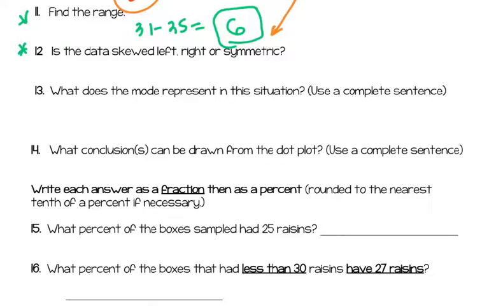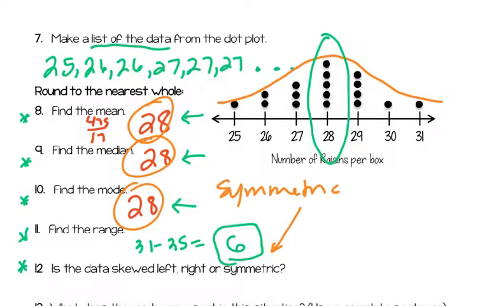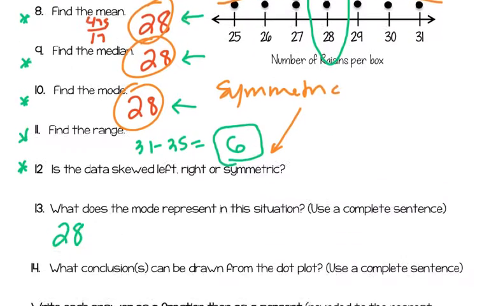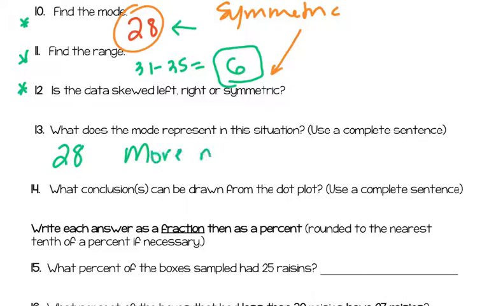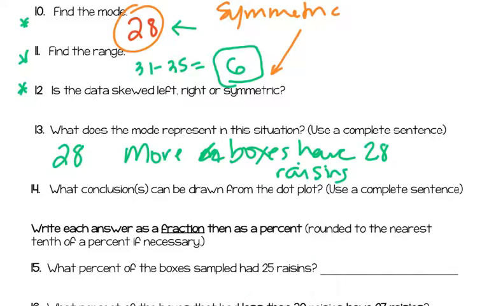So what does the mode represent in this situation? So when we say something about 28, we're talking about the mode. So we know that 28 is the most. So would we say something like most of the boxes have 28 raisins? Is that true? If you look back at here, do most of the boxes have 28 raisins? Actually, most of them do not have 28 raisins. You've only got 5 boxes with 28 raisins, and 5 out of 17 is not most. So what you would say is that more boxes have 28 raisins than any other number. Or you could say 28 is the most common number of raisins to find in a box, or something like that. Do not say most of the boxes have 28 raisins.